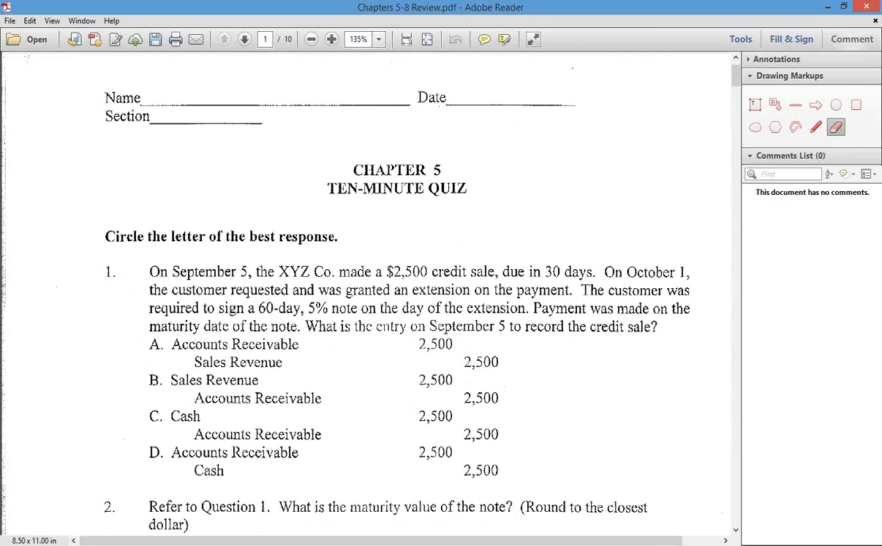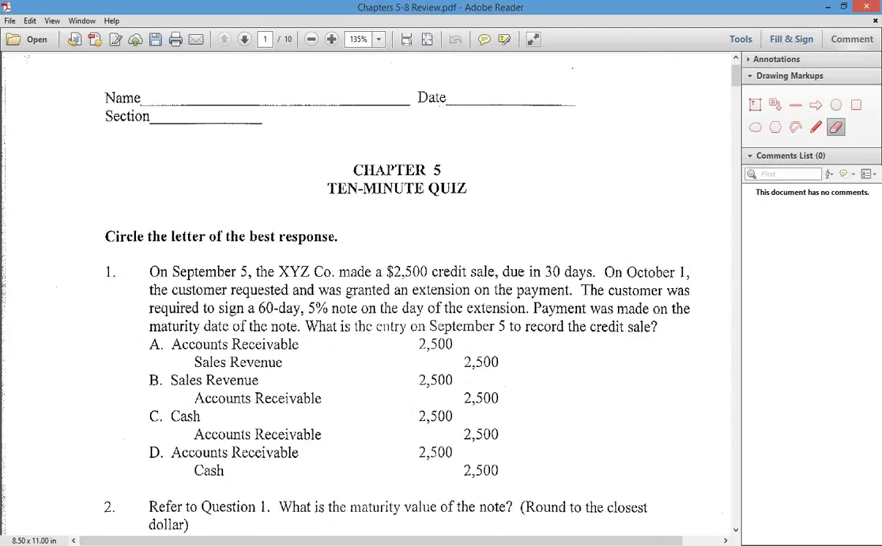We talked a little bit about credit card or bank card sales and how those are recorded, and that you have to record the credit card discount expense because you pay a credit card company if customers use their credit cards at your business.